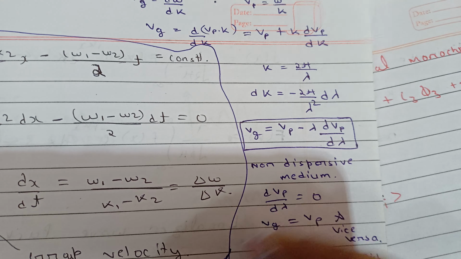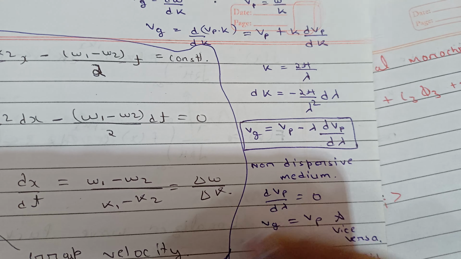When dVp/d lambda equals 0, then we call the medium a non-dispersive medium, because then Vg will be equal to Vp when this is 0. So the medium will be non-dispersive. But when this is not 0, then we call it a dispersive medium, and Vg won't be equal to Vp.